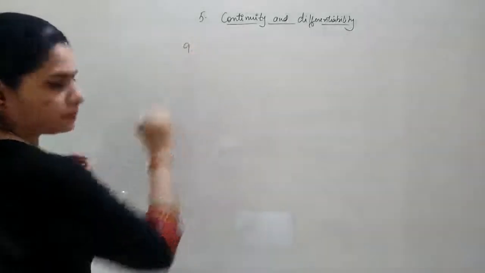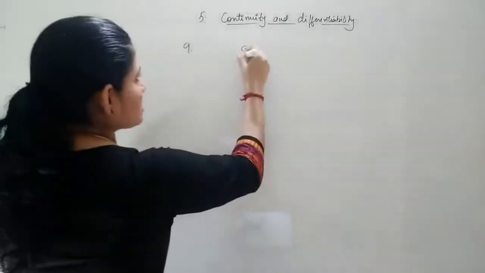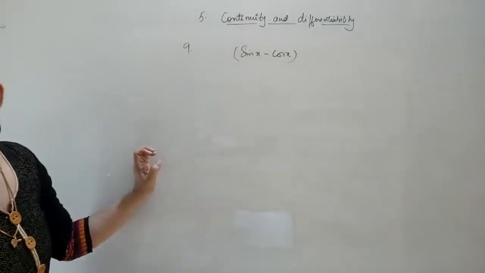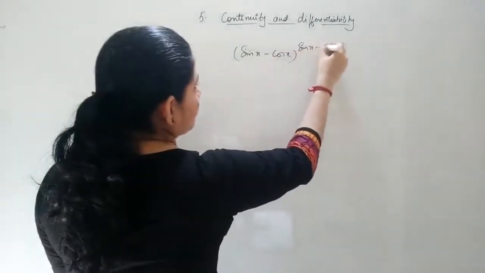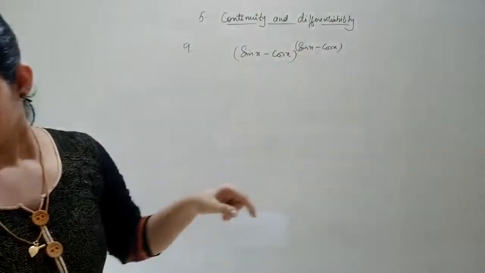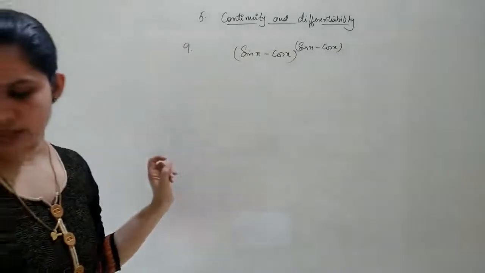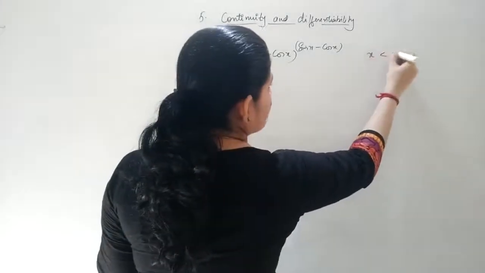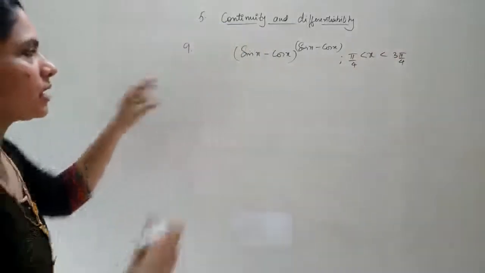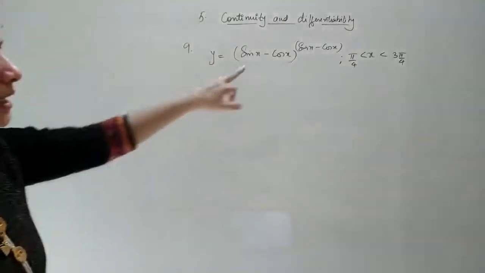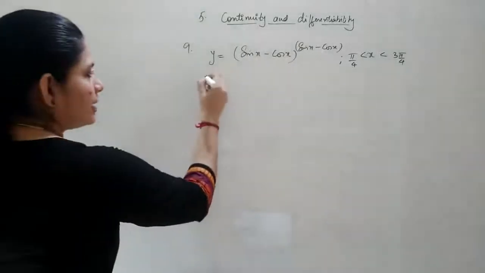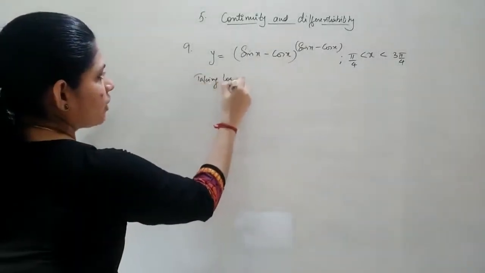Ninth one, sin x minus cos x the whole raised to sin x minus cos x. So a term to the power of the same term, where x is lying between pi by 4 and 3 pi by 4. X in between pi by 4 and 3 pi by 4. So again, starting with y is equal to, you can see that this is a function raised to another function of x. So you can take it as, which method? Taking log on both sides.